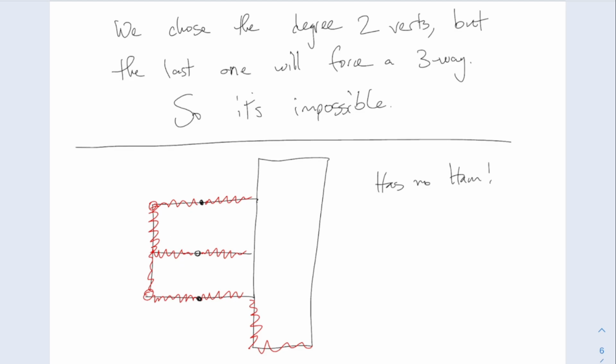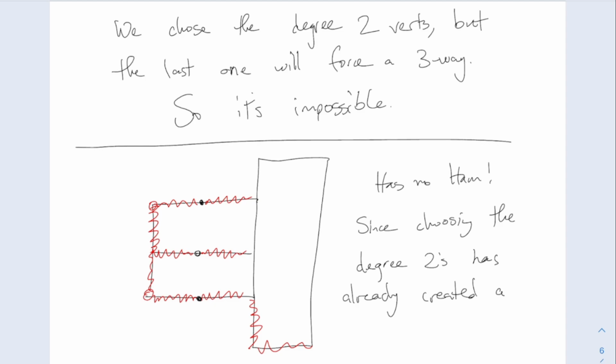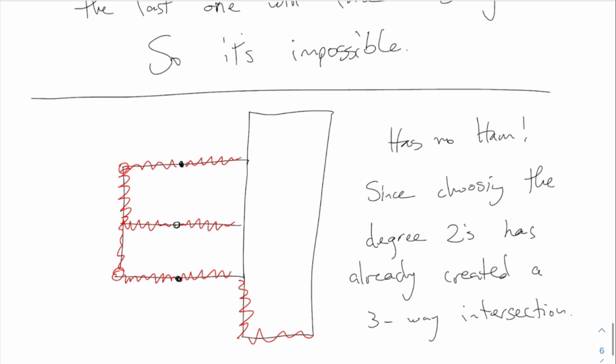So this one has no ham because choosing the degree 2s has already created a three-way intersection, and that's not allowed. All right, so that's the kind of situation in which you can say it's definitely impossible, because I was just following the rules and it automatically created an unallowable situation.